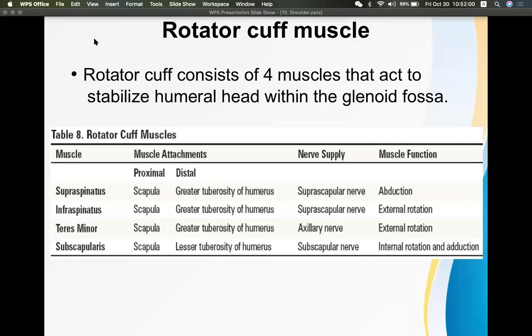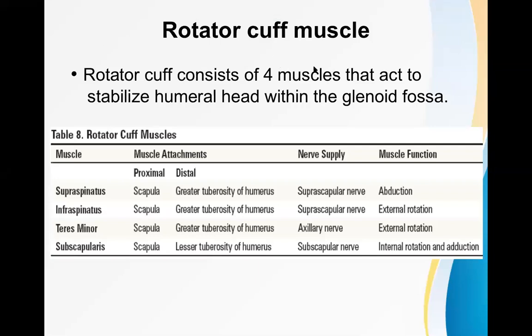Now, the important point here is nerve supply. So every student should know about the nerve supply of these muscles. Now see this. Supraspinatus and infraspinatus are supplied by the suprascapular nerve, whereas teres minor is supplied by the axillary nerve. Now there is another muscle which is also supplied by the axillary nerve.